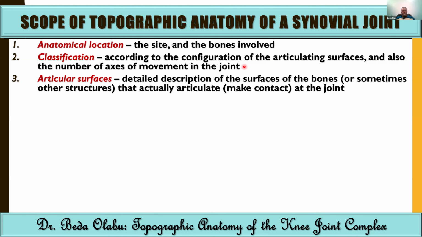After that, we talk about the articulating surfaces. This is more of a detailed description of the parts of the bones that actually make contact in that particular joint. And remember, for synovial joints, the articulating surfaces are lined by hyaline cartilage, a unique type of cartilage that specifically we call articular cartilage. So we want to describe the parts of the bone that are actually lined by this articular cartilage, so that we call it an articulating surface. Very important.